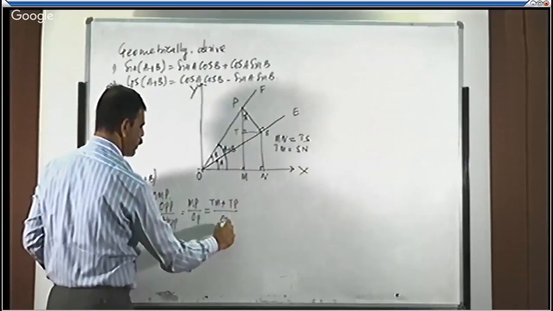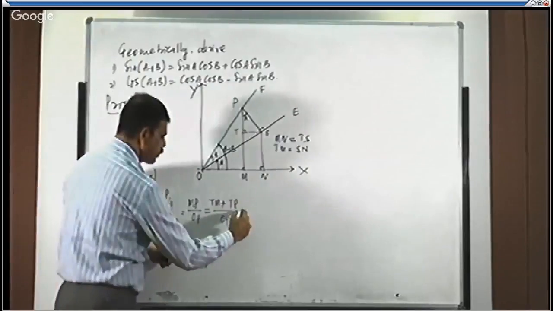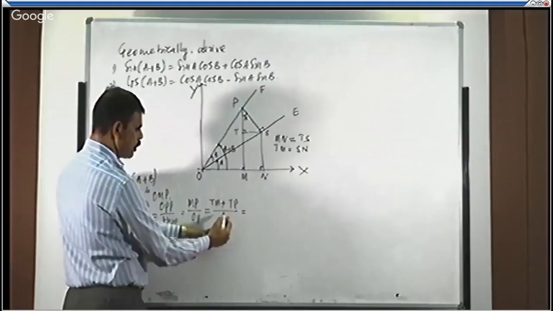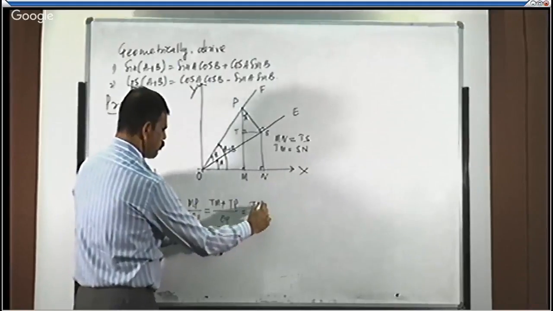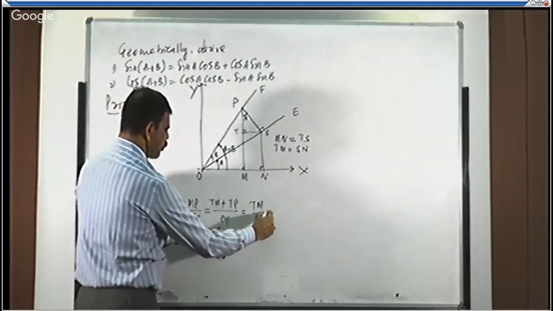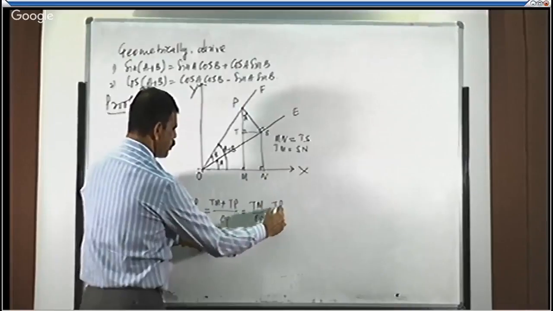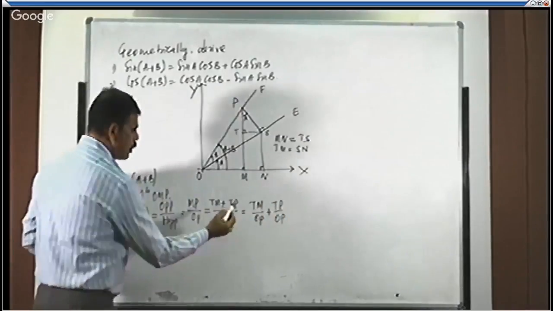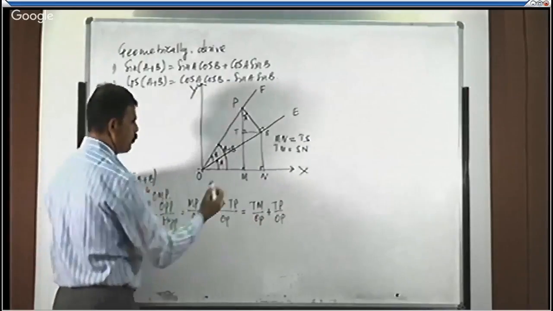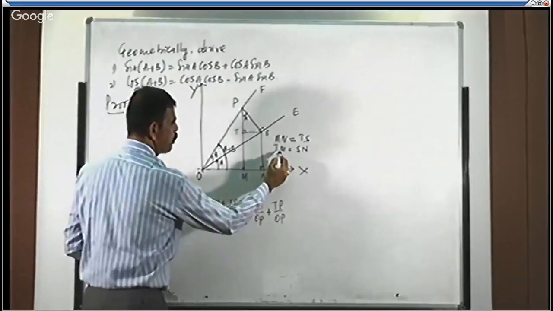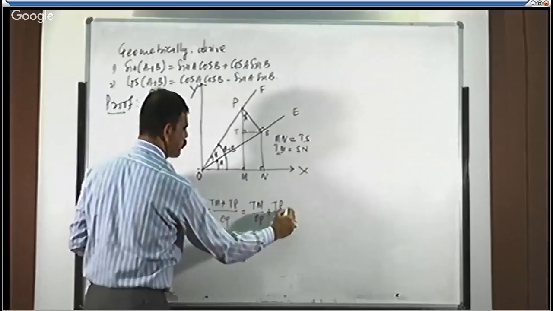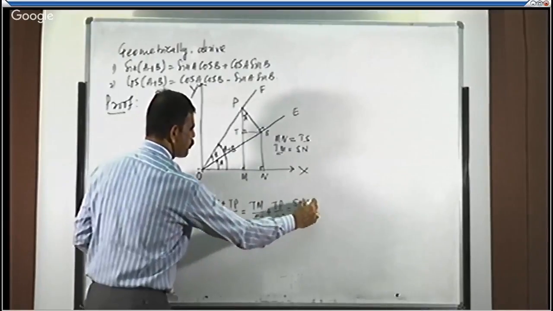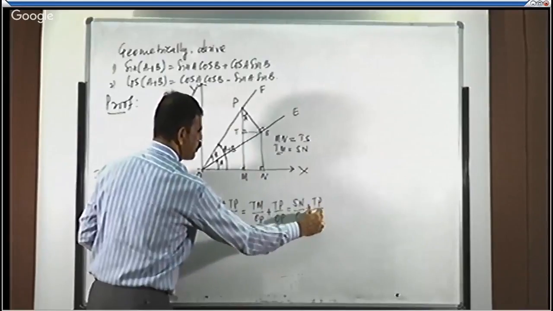divided by OP. In the next step, I will divide the denominator for both the numerators. That is, TM divided by OP plus TP divided by OP. With this ratio, what is TM? You can replace TM by SN. See, SN divided by OP plus TP divided by OP.